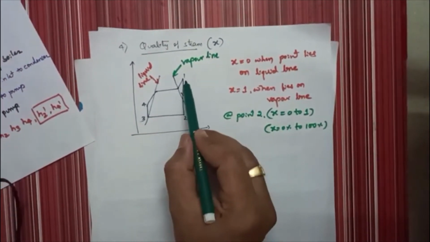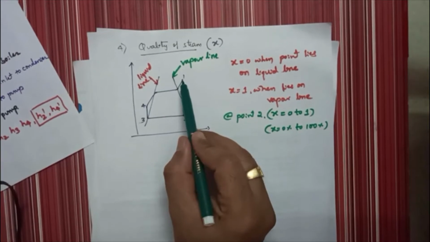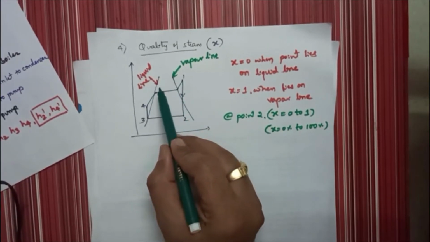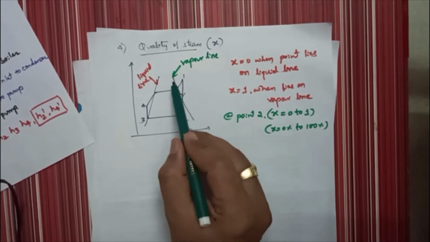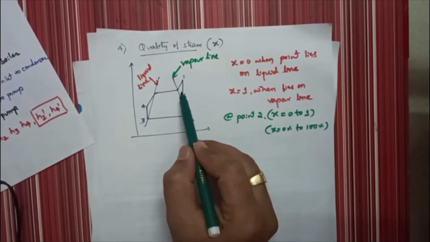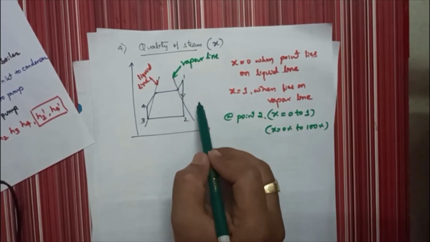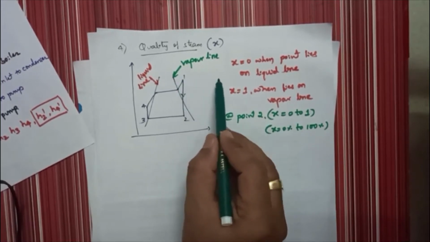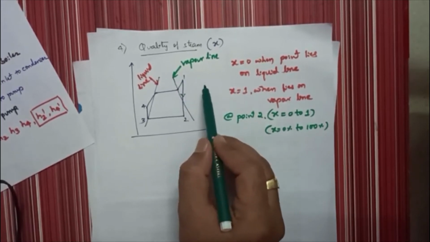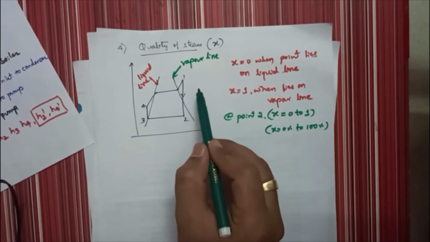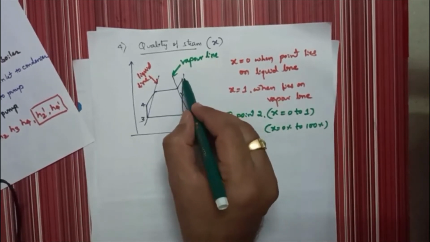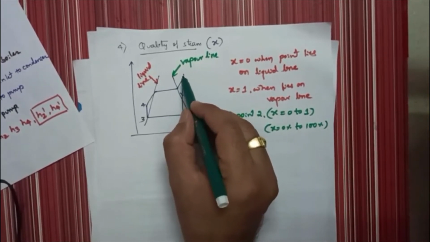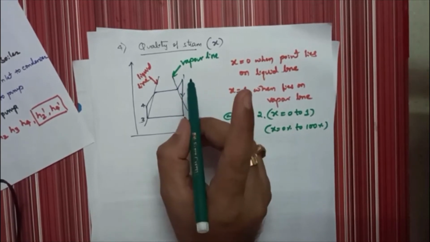Now similarly, point number 1 is again not on the liquid line, not on the vapor line, but it is on the right side of the vapor line. I told you in lecture number 2, any region on the right side of the vapor line is purely the superheated region. Superheated means the quantity of steam is 100%. There is no water content. So here the X value at point number 1 is 1.